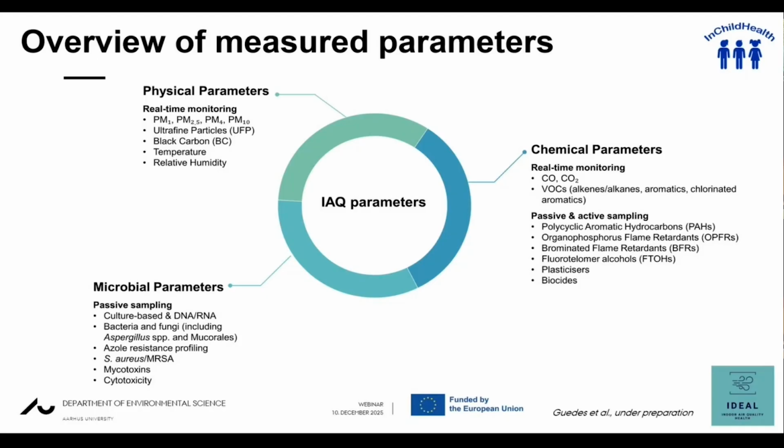For the chemical measurements, we included major gases like carbon monoxide and carbon dioxide, plus volatile organic compounds. We also did active air sampling and passive dust collection, which we used to assess semi-volatile organic compounds like plasticizers, flame retardants, biocides, and fluorotelomer alcohols, which are a class of PFAS, and also polycyclic aromatic hydrocarbons.